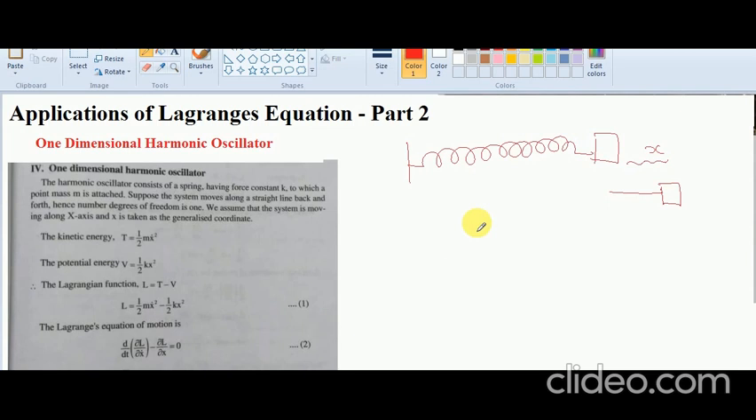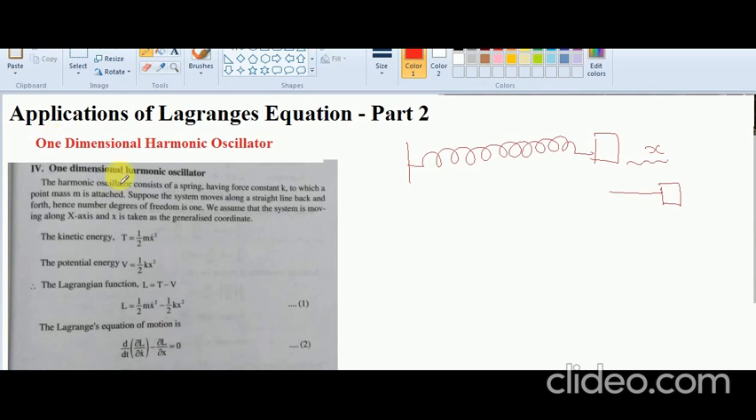Okay, students, as the next example, we can consider a one-dimensional harmonic oscillator. For example, a mass attached to the end of a spring whose other end is fixed to some wall or something like that. And if the spring is displaced from its equilibrium position and released, we know that the spring executes harmonic oscillations. Here we have to find the expressions using Lagrange's equation for that.